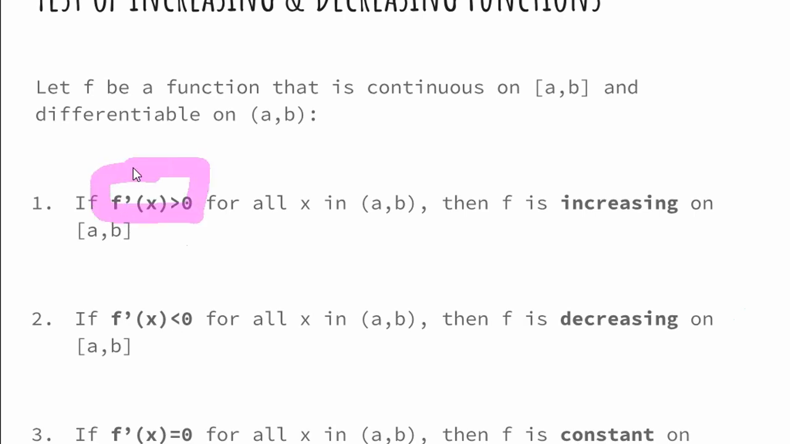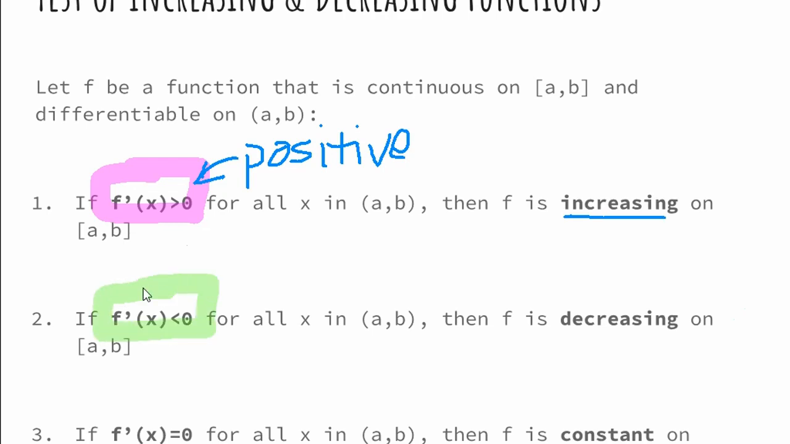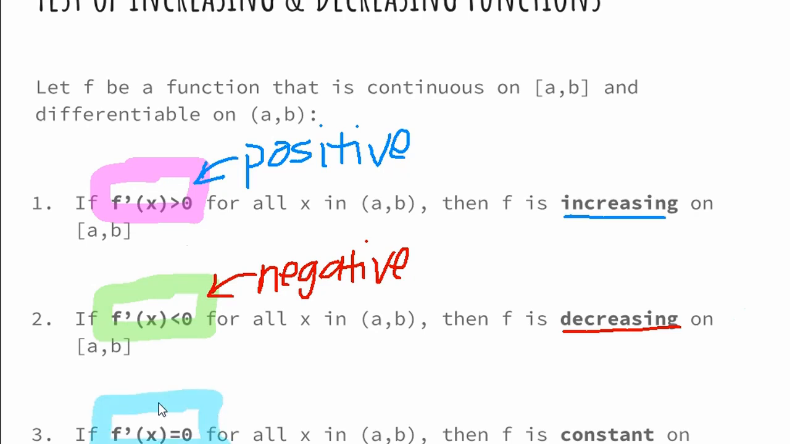If f prime of x is greater than 0, so if it's positive, well, derivative is slope, so positive slope means the function is increasing. If f prime of x is less than 0, that means that it's negative. The slope is negative. If the slopes are negative, then we say the function is decreasing. And if the derivative is 0, we say the function is constant.